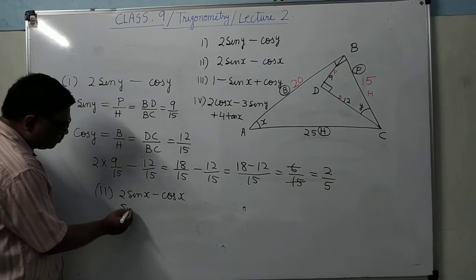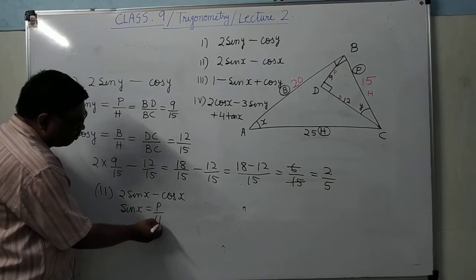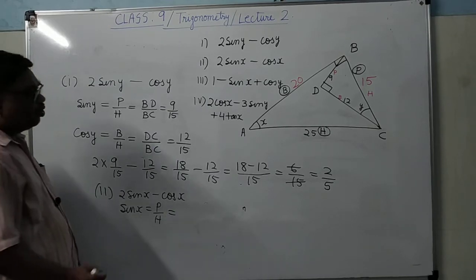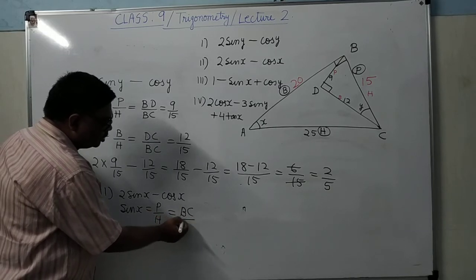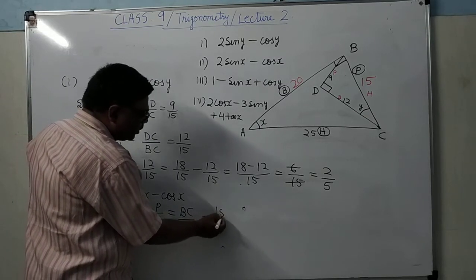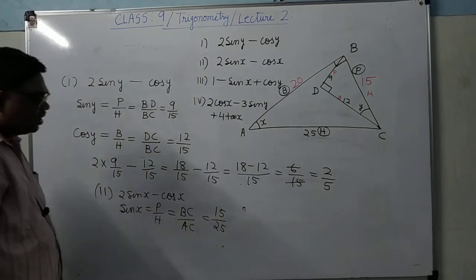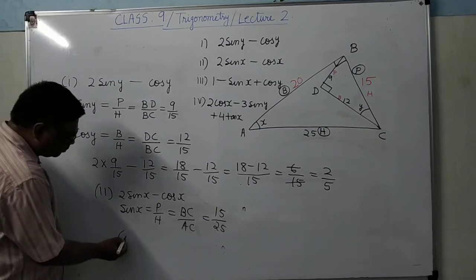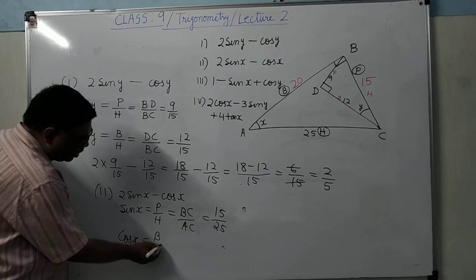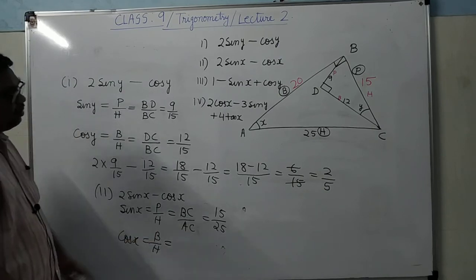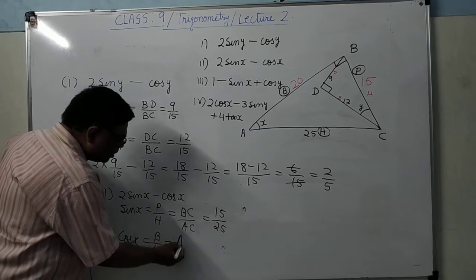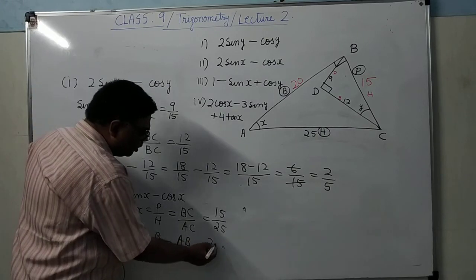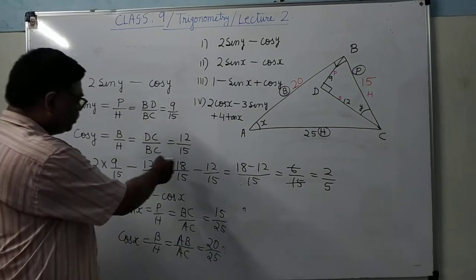So sin x is perpendicular upon hypotenuse. Every time you have to write this, perpendicular upon hypotenuse. What is perpendicular? BC. Hypotenuse is AC. That is equal to 15 upon 25. At present I am not simplifying here. Then you find out cos x. Base upon hypotenuse. What is base here? You can see base is AB upon AC. What is AB? 20 upon 25.